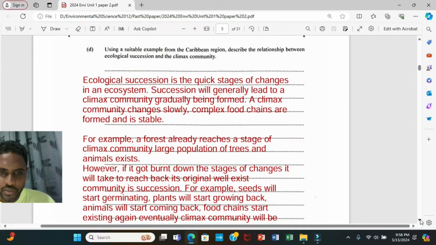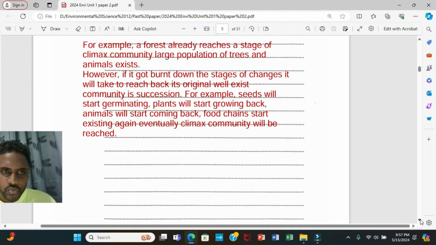However, if it got burned down, the stages of change it takes to reach back its original well-existing community is succession. For example, seeds will start germinating, plants will start growing back, animals will start coming back, and food chains start existing again. Eventually, the climax community will be reached.